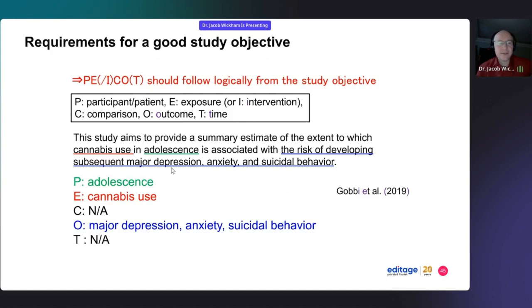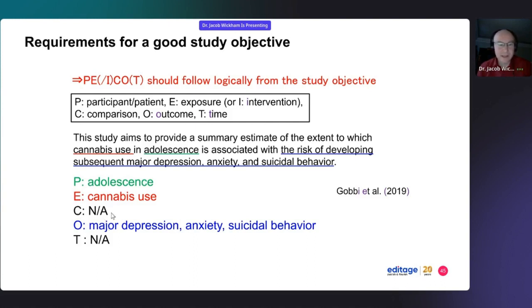So requirements of a good study objective: you should have all these parts of the study. You should have a population that's easily identifiable, the exposure or intervention, and then you compare the 2 groups, and then you have an outcome, and then the time. In this question, this study aims to provide a summary estimate of the extent to which cannabis use in adolescence is associated with the risk of developing subsequent major depression, anxiety, and suicidal behavior. So here, the population is the adolescent population. The intervention or exposure is cannabis use.